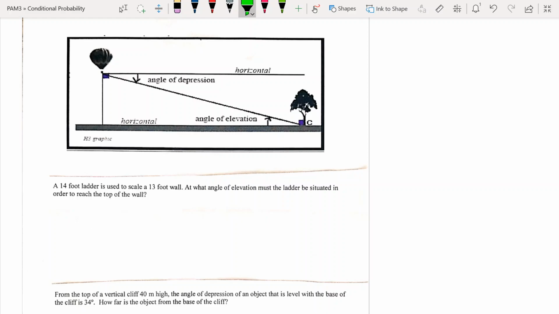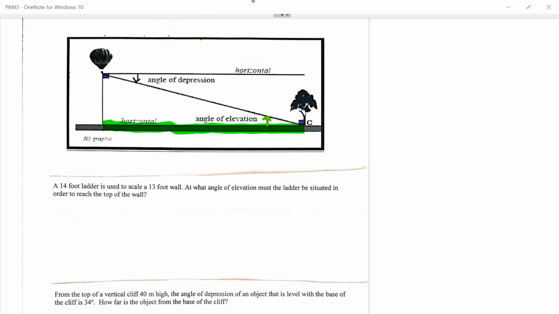When you think of the word elevation, it's like elevator, it means you're going up, right? So we're going to have an angle that goes up from a horizontal line. If you look here, we have a horizontal line, and then the angle of elevation from that horizontal line is an angle that moves up, so it's right here. This is considered our angle of elevation. It's based on a horizontal line, and it's an angle that moves upward.